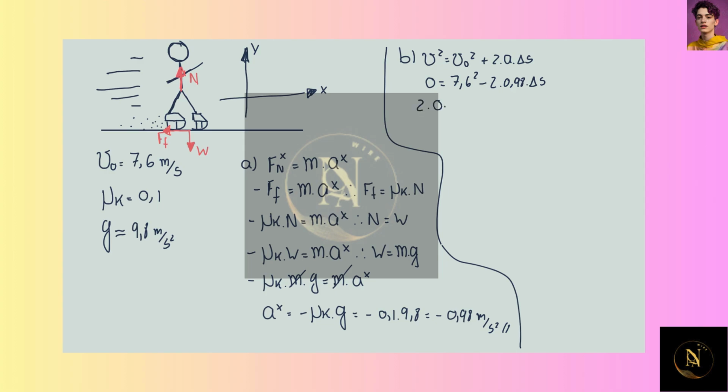So 2 times 0.98 times the displacement is 7.6 squared, then the displacement is 7.6 squared divided by 2 times 0.98. And this results in approximately 29.5 meters. So this is the distance he will travel before stopping completely.